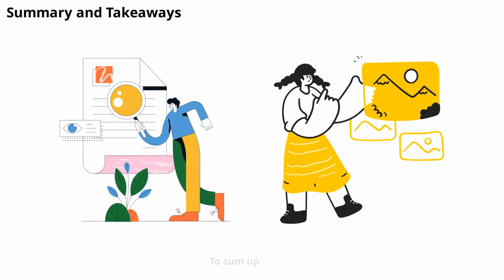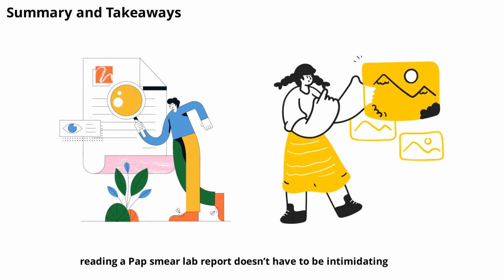To sum up, reading a pap smear lab report doesn't have to be intimidating. Start by checking your personal details, then look at specimen adequacy and the general categorization. Understand the meaning of any abnormal findings and follow your doctor's recommendations. Remember, most results are normal or easily managed. Regular screening and open communication with your healthcare provider are the best ways to stay healthy.